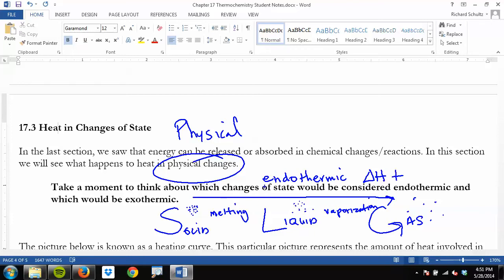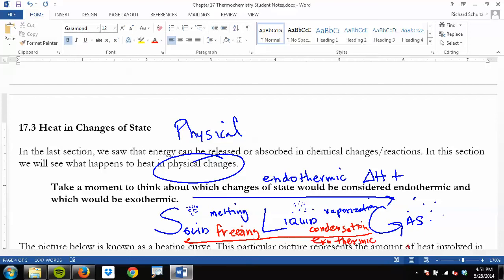Now if you look at the reverse, going the opposite direction, the opposite of vaporization, going from gas to liquid, is condensation, and liquid to solid is called freezing. Now you're going to see some other names for some of these processes, but that's all we're talking about in this section. And since this is the opposite of what we saw above, an endothermic process, this is going to be an exothermic process. So this is exothermic.